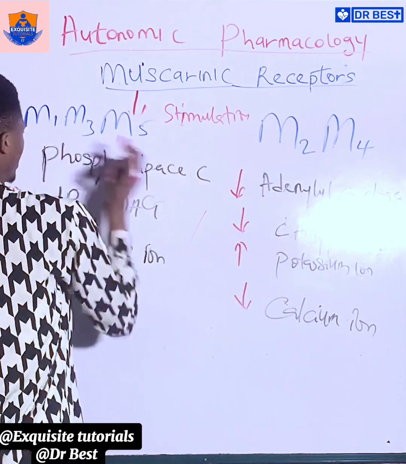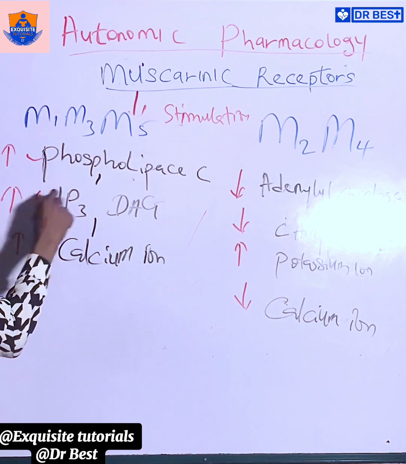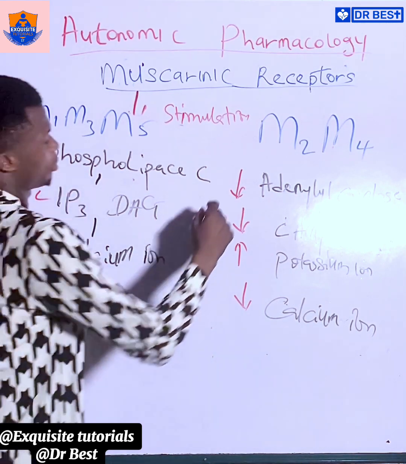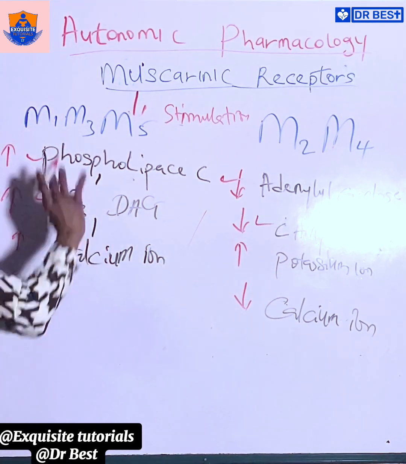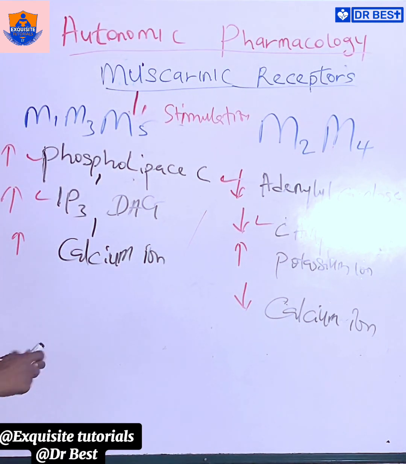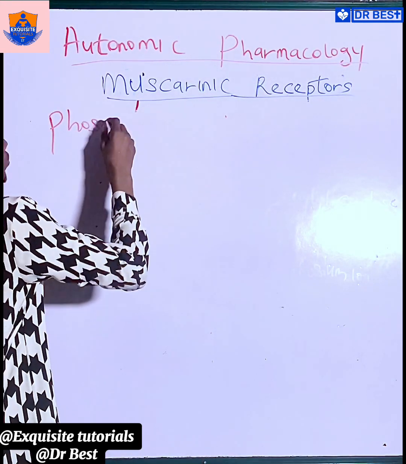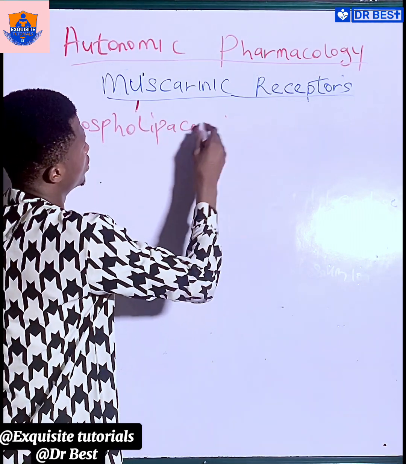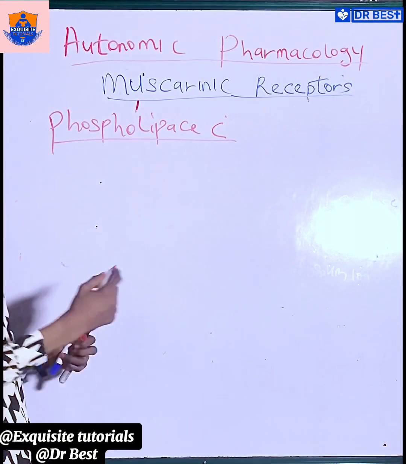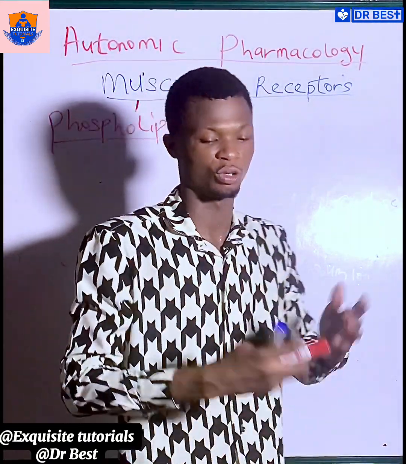Now we have talked about so many things: phospholipase C, IP3, DAG, adenylate cyclase, cyclic AMP. Now let's explain all these terms so that you can understand what they mean in detail. Let's explain phospholipase C. What is phospholipase C? Because it's not good to just mention a term that you do not understand.